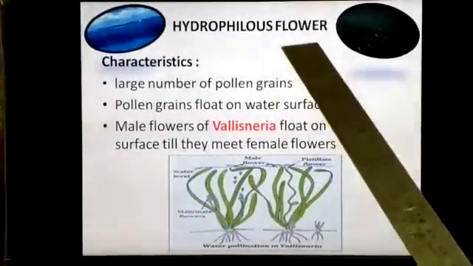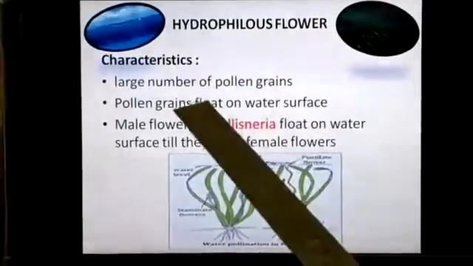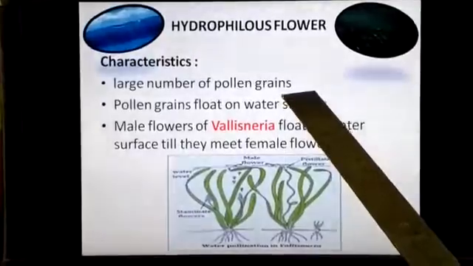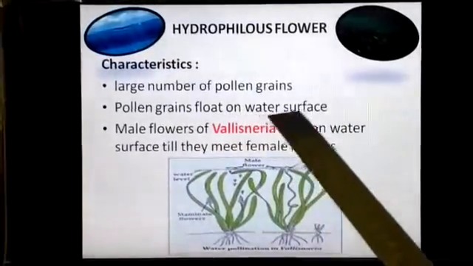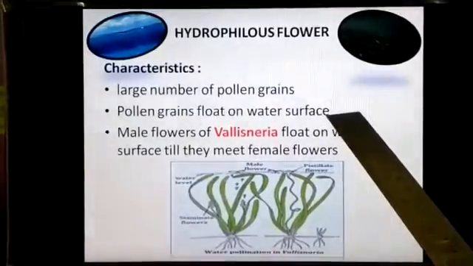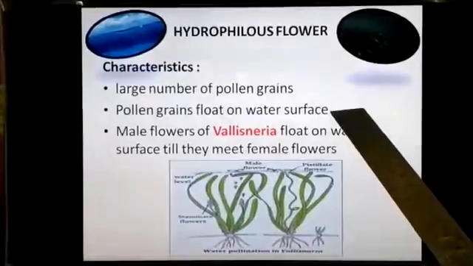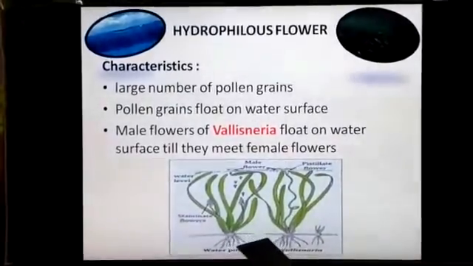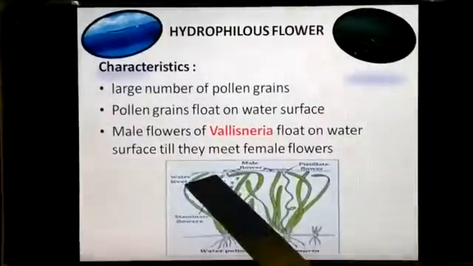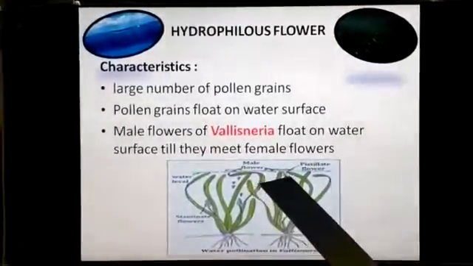Hydrophilous flowers are those in which the agent of pollination is water. These flowers produce a large number of pollen grains. Pollen grains float on the surface of water because the specific gravity of pollen grains is almost equal to that of water. This is the Vallisneria plant, an aquatic plant in which the male flowers keep floating on the surface of the water till they meet the female flowers.